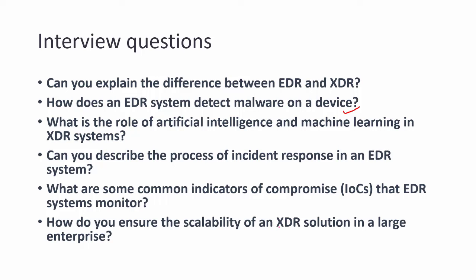Along with that, they're also going to ask what are the common indicators of compromise that an EDR system monitors. Here the interviewer expects the candidate to be familiar with IOCs, such as unusual outbound network traffic, anomalies in privileged user account activity, and geolocation irregularities. And how do you ensure the scalability of an XDR solution in a large enterprise? Here the candidate should discuss considerations for large scale deployment, including data management and system performance. So these are the general questions asked when you go for an interview.